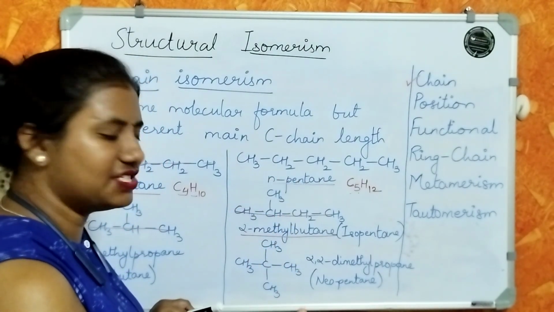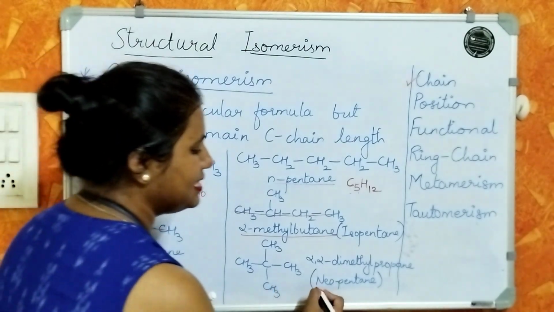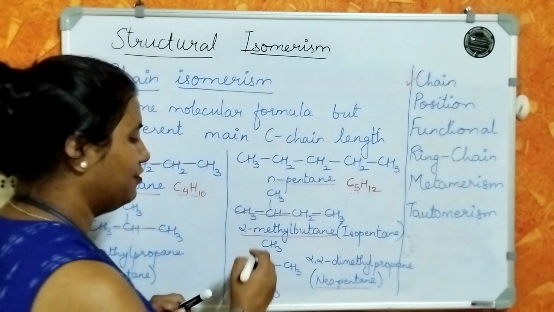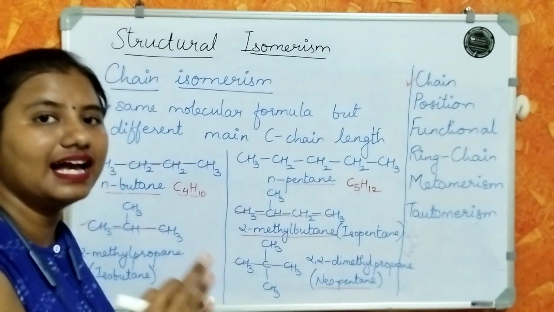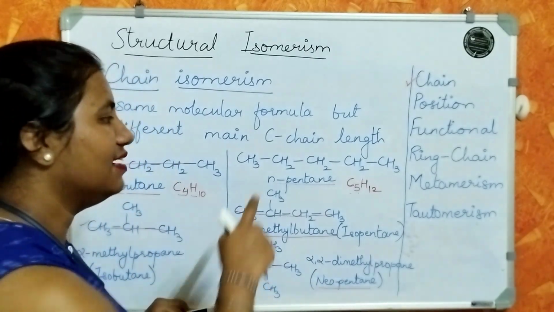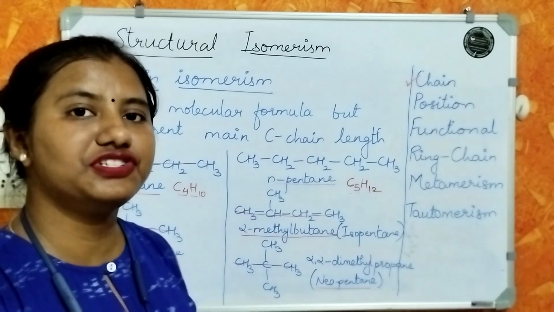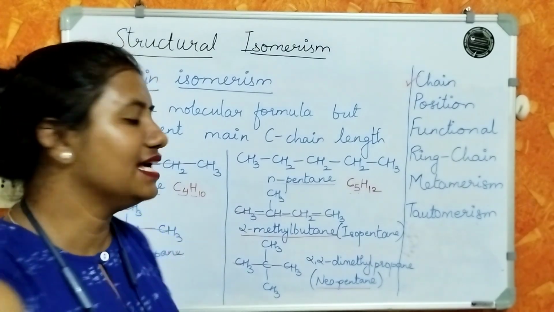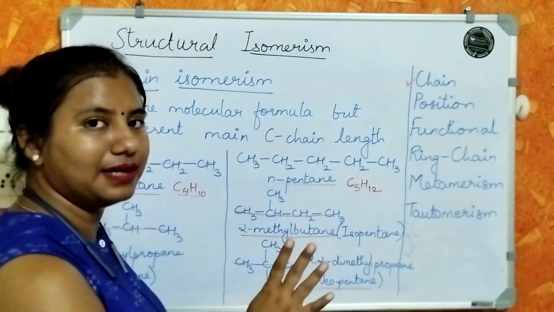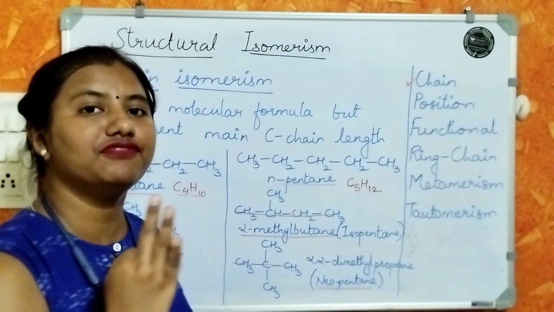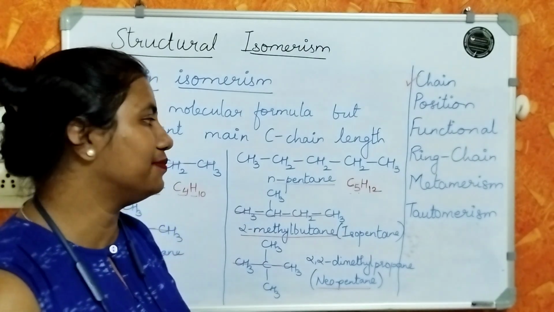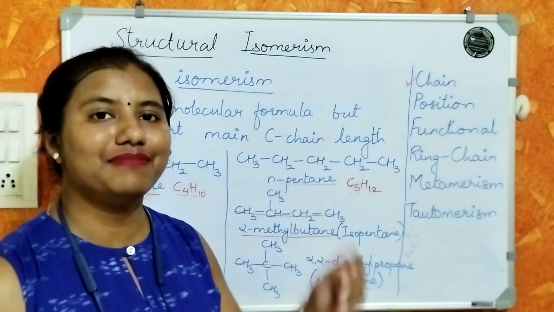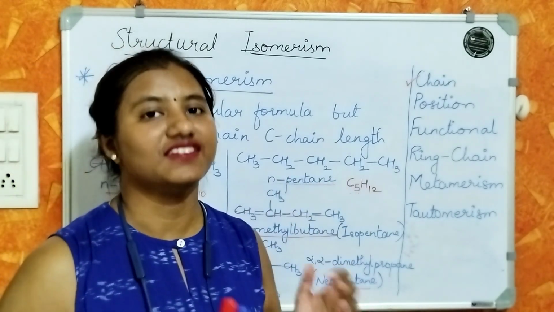If I see the other structure that I have over here, it is neopentane, where I have 2 branches in the longest carbon chain which consists of 3 carbon atoms. That means here in this structure the longest carbon chain contains 5 carbon atoms. In the second structure I have 4 carbon atoms and in the third structure I have only 3 carbon atoms in the longest chain. But the total number of carbon atoms and hydrogen atoms remain C5 and H12 respectively.